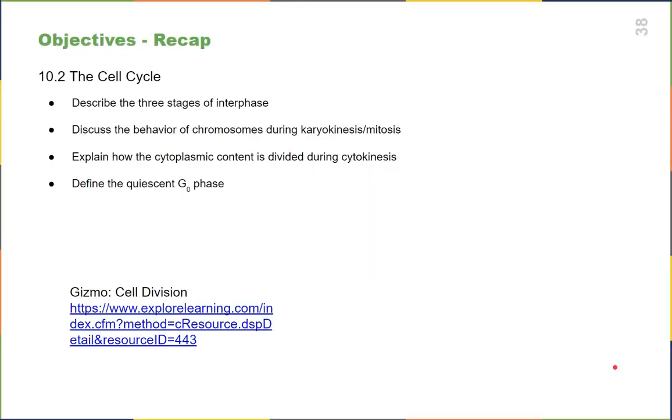Okay, so that's 10.2, the cell cycle. Now you should be able to talk about G1, G2, and the S phase, or if I say them in order, G1, S, and G2 phase of interphase. Hopefully now you can discuss the behavior of chromosomes during mitosis, and you can explain how the cytoplasm is divided, especially in plant and animal cells. And then hopefully you can talk about the G0 quiescent phase. And again, there's that Gizmo that goes over each of those phases.